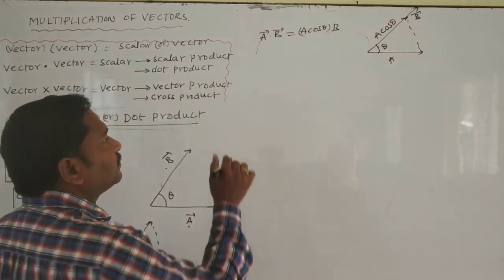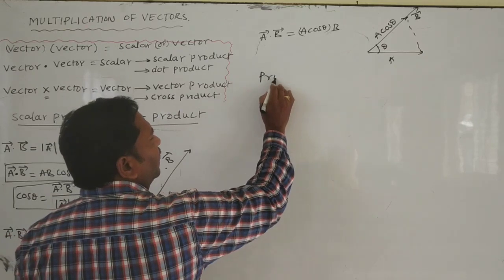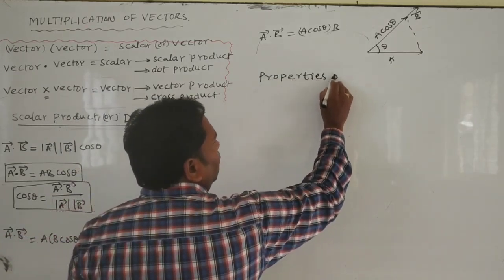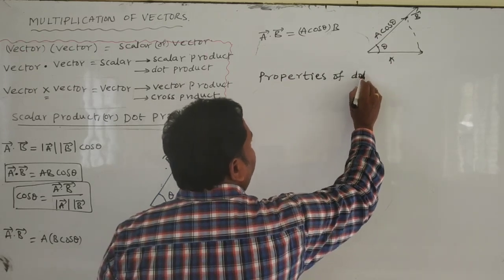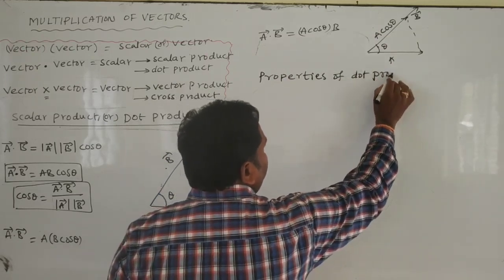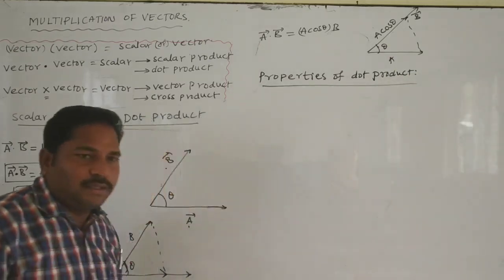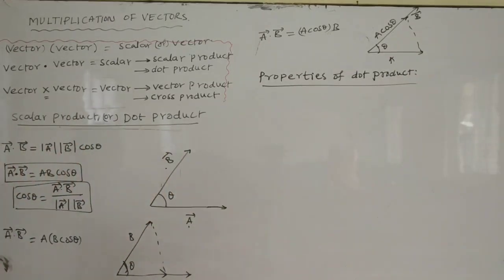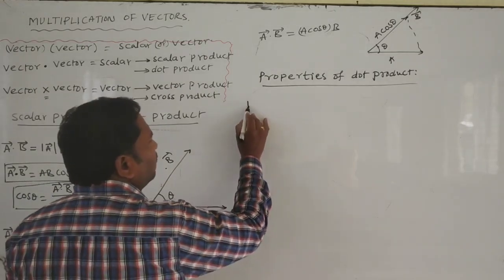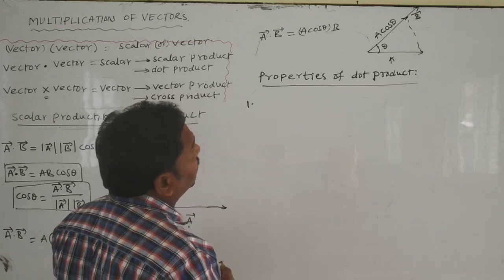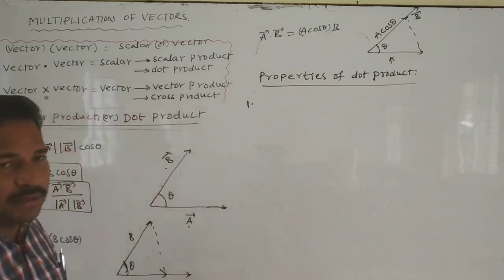Next, properties of dot product. Let's say first number 1.